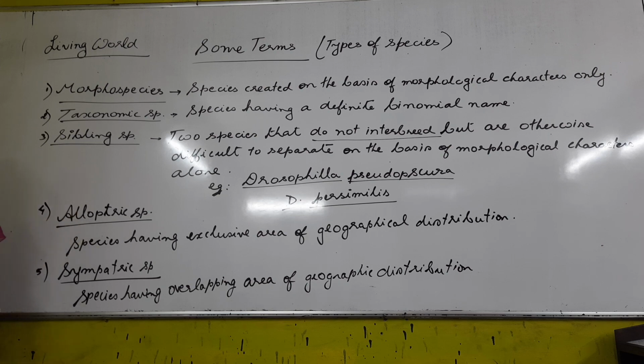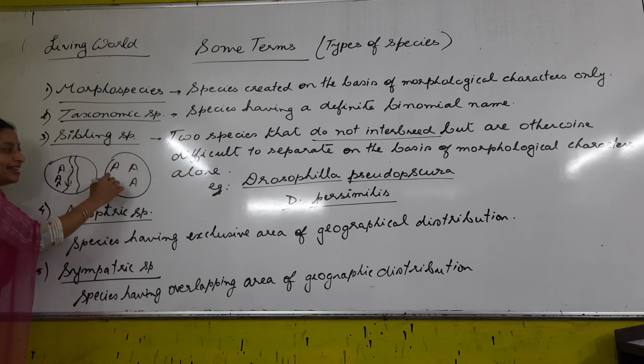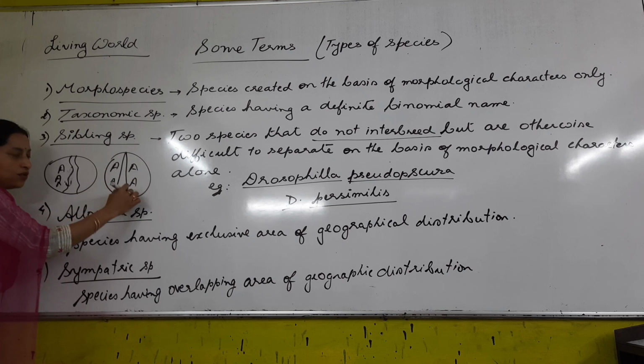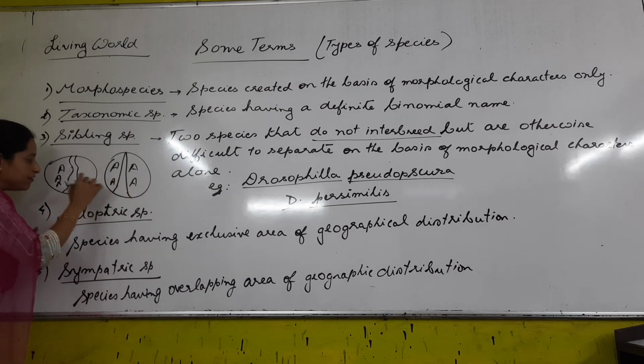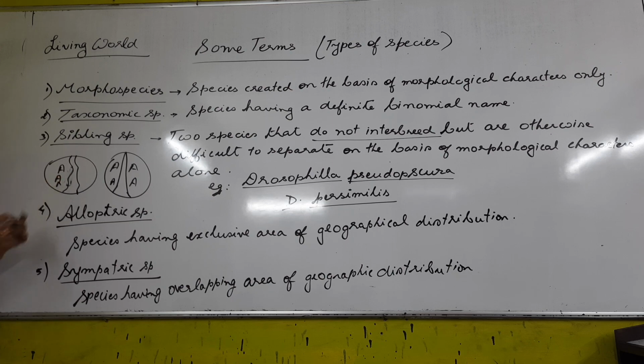Allopatric species means sometimes you might see that in a particular habitat there is one species, suppose A. All of a sudden, due to certain environmental conditions, maybe a river forms, or a mountain rises, the river or the mountain might separate the habitat into two areas.